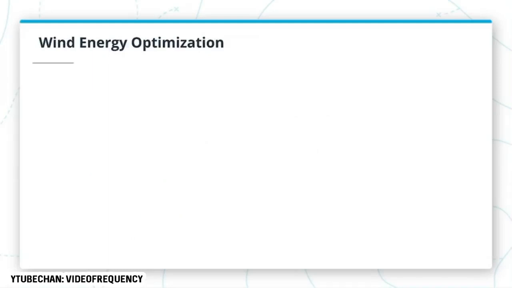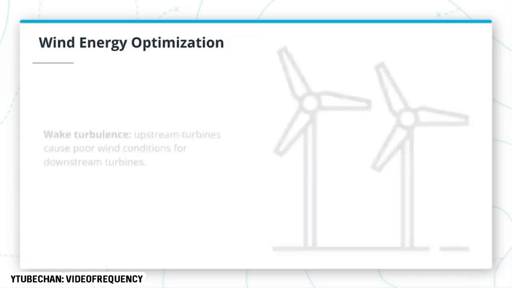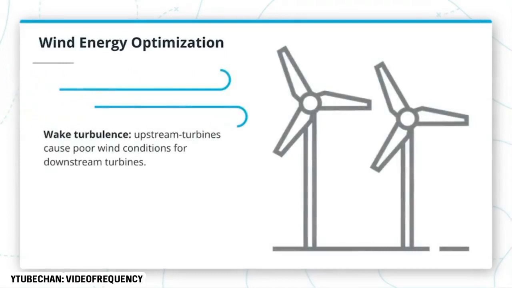Reinforcement learning models can also be used to power robotics in physical devices. When multiple turbines work together in a wind farm, the turbines in the front, which receive the wind first, can cause poor wind conditions for turbines behind them. This is called wake turbulence, and it reduces the amount of energy that is captured and converted into electrical power.